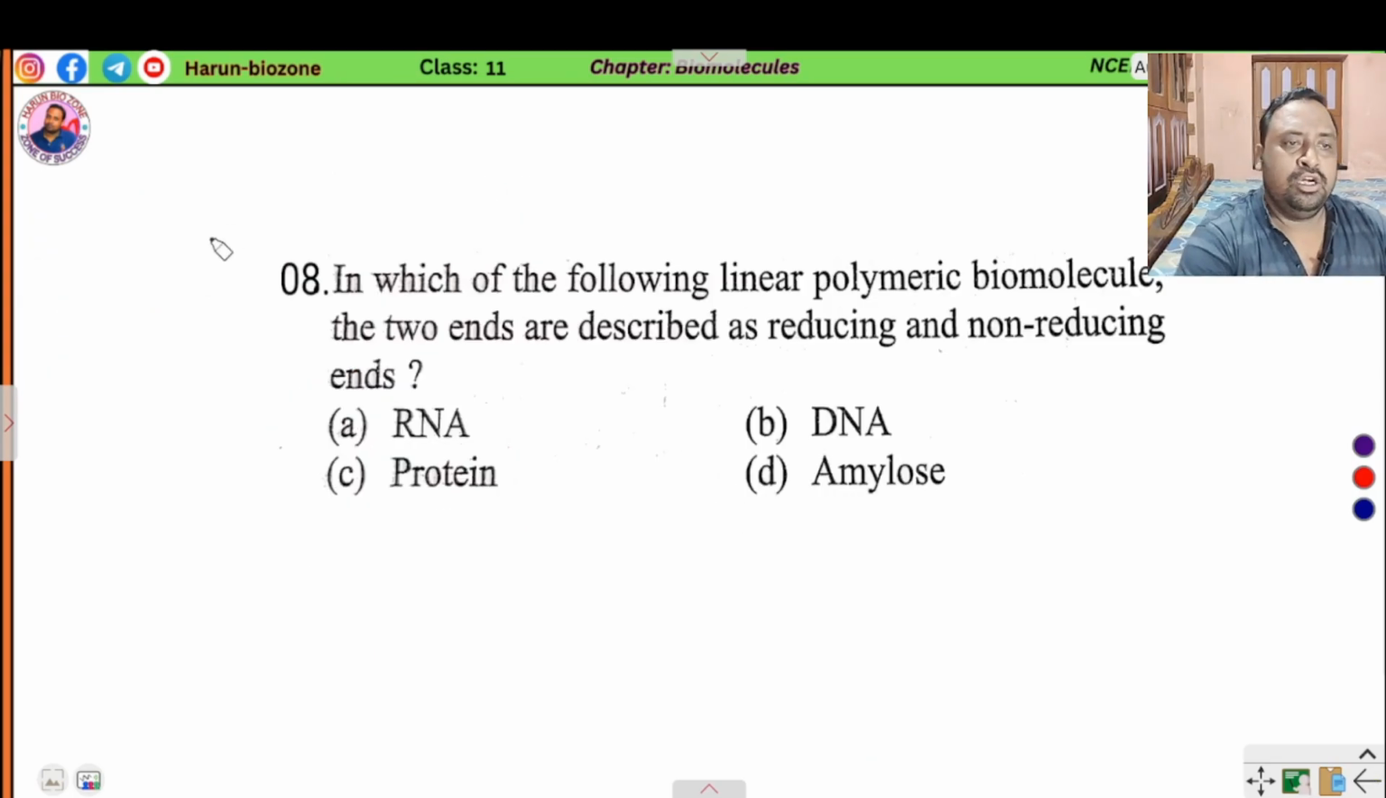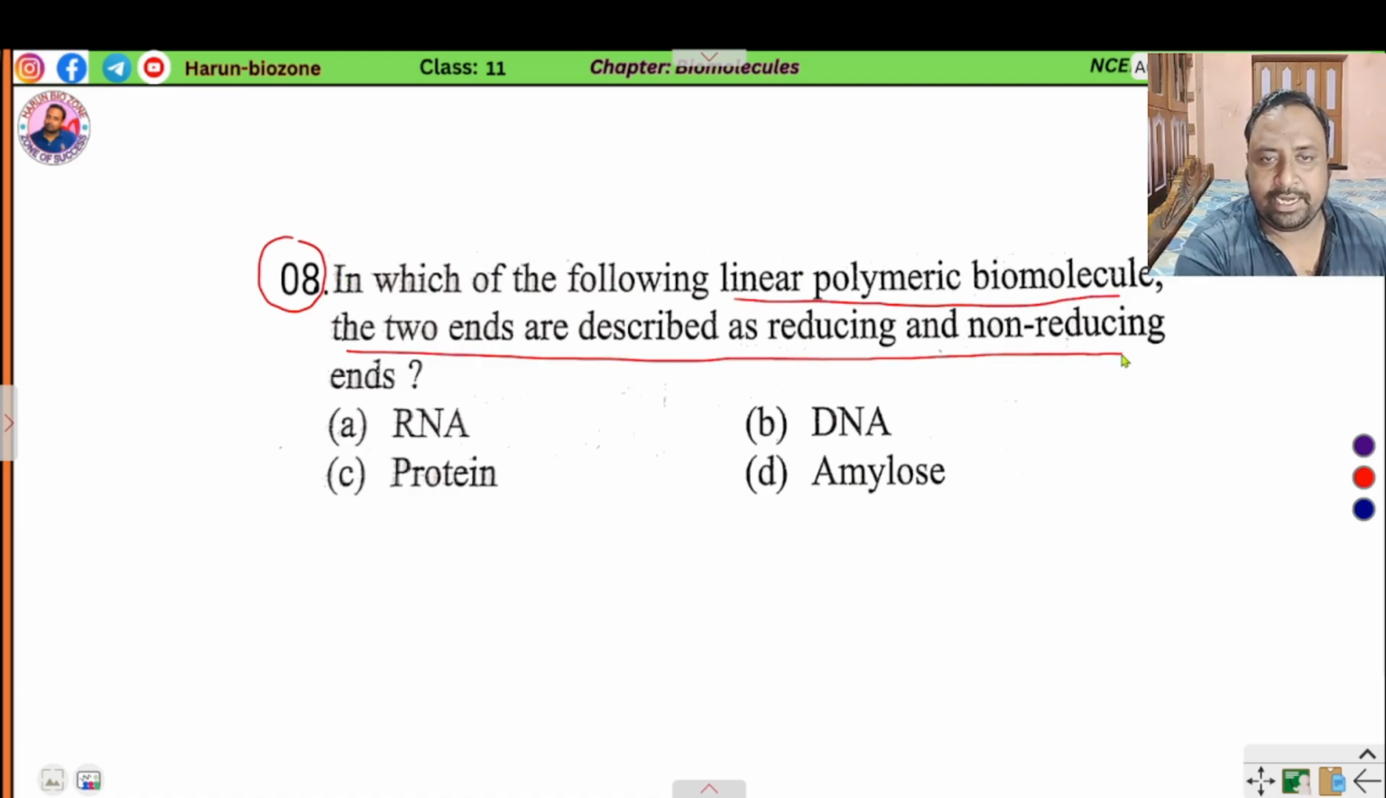Next, question number 8: in which of the following linear polymeric biomolecules are the two ends described as reducing and non-reducing ends? Polymeric means multiple units are joined together. Here the correct option is amylose.